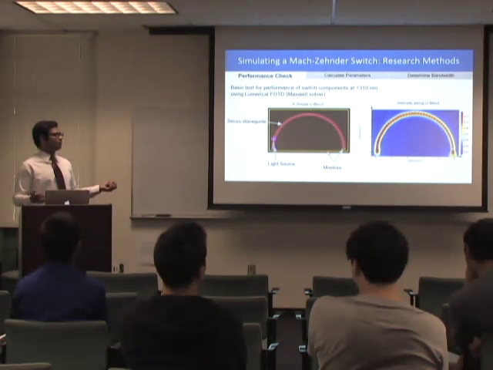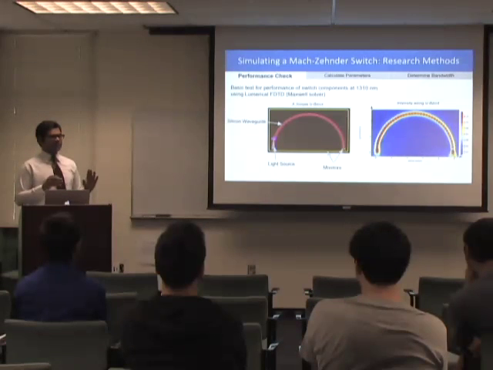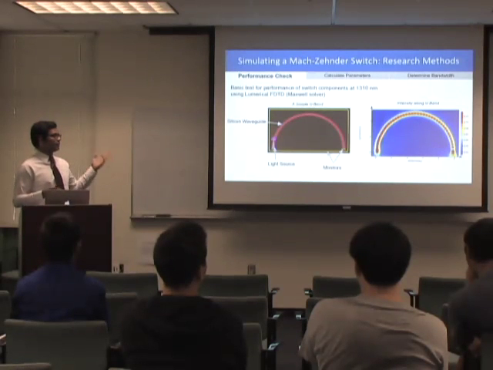So the first step is to do performance checks. And these are just sanity checks to make sure that the waveguides and all the different components of the switch are working optimally at the intended frequency, which in this case was 1310 nanometers.